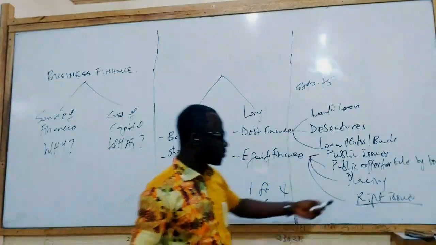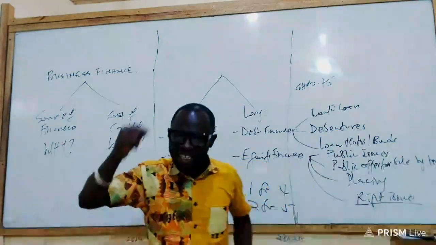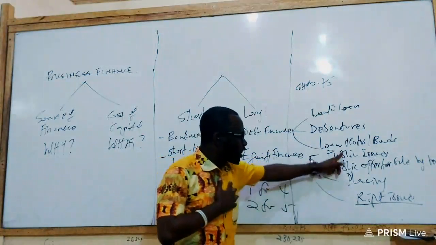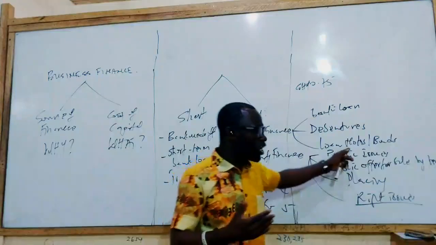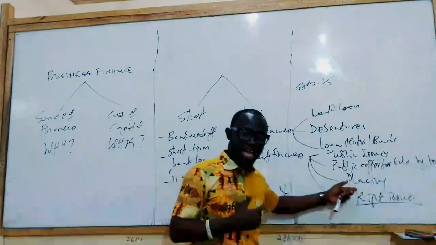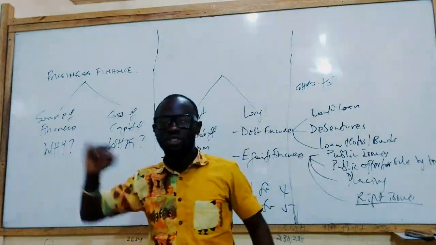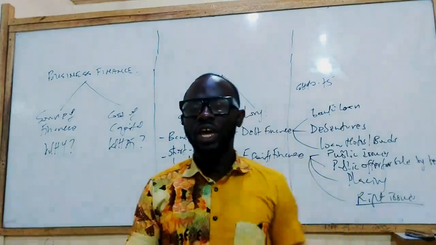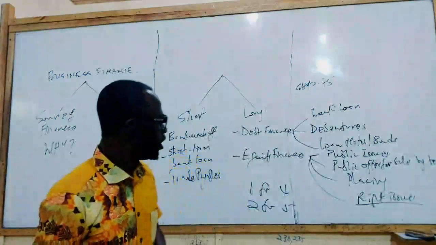Then the last thing is rights issues. A rights issue is the issue of new shares to the existing shareholders in proportion to their current ownership. Everything here brings dilution in the ownership of the company. Public issue, new investors will come in. Public offer for sale by tender, new investors will come in. Placing, new investors may come in. But with a rights issue, if we don't want to dilute the ownership of the company, we can issue shares to the existing shareholders in proportion to their holdings.